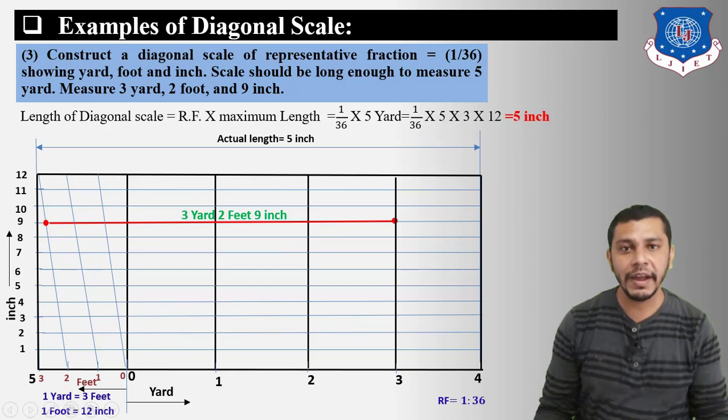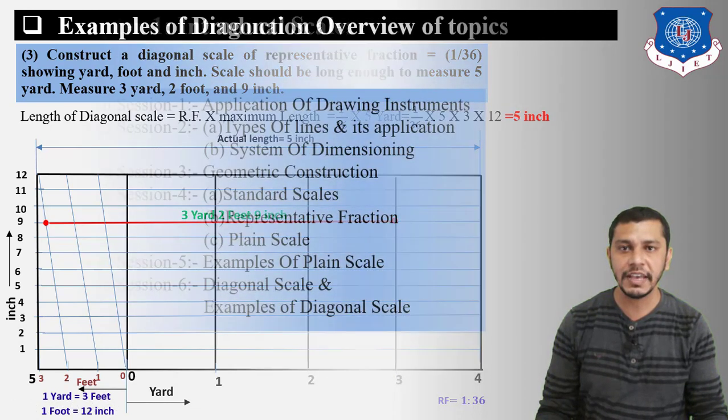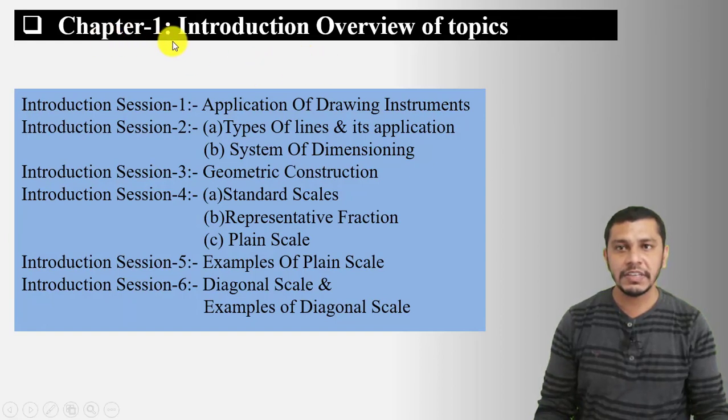So here we are going to end this chapter, but before ending this chapter, let us take an overview of the topics that we have learned in this chapter in each session. So this is our chapter 1, introduction and overview of the topics. In the first video session we explained the application of drawing instruments. In the second session we explained two topics of this chapter: types of lines and its application, and system of dimensioning. In the third session of introduction we discussed the geometric constructions. In the fourth session of introduction we discussed 3 points: standard scales, representative fraction and plane scale.